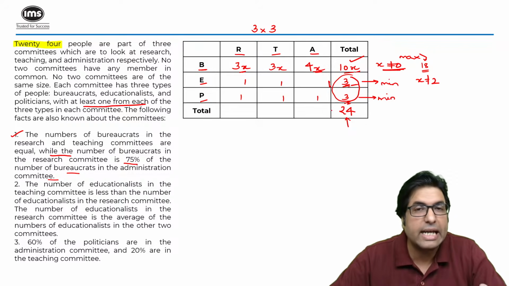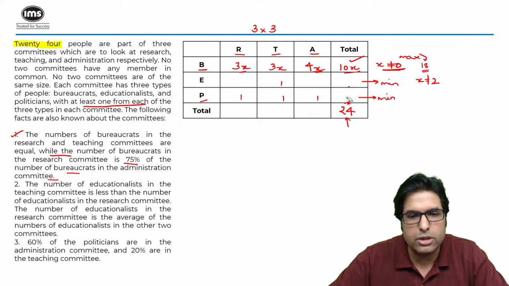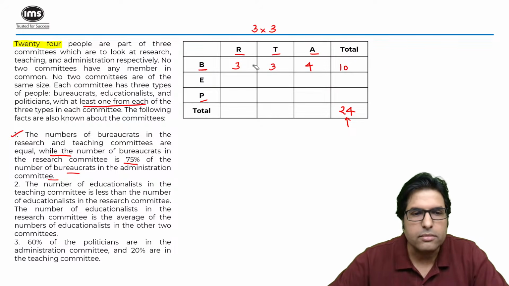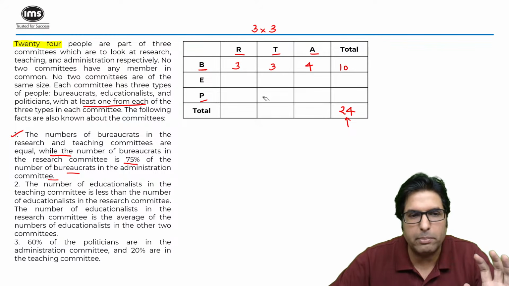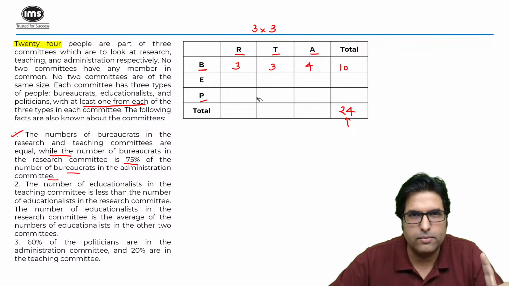So start thinking in this fashion that, okay, if I've got a ratio, what are the possible values that I could fit in? So I am now 100% sure that definitely the value of x has to be 1. I'll erase this completely because this was just for explaining. Once you get a hang of things, believe me, you'll start doing this in your head that, okay, what could be the possible value of x? The possible value of x is 1. So now we know this for sure that 3, 3 and 4 are the corresponding people across R, T and A in the row for bureaucrats. We are just done with the first one.